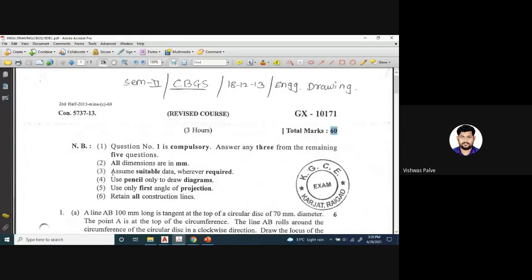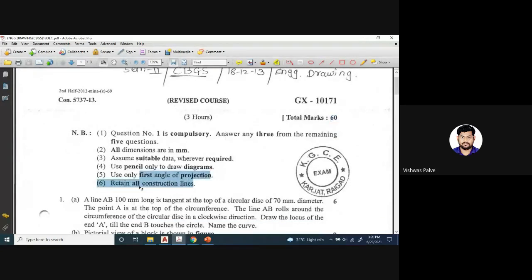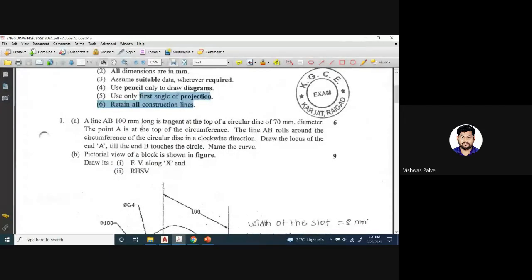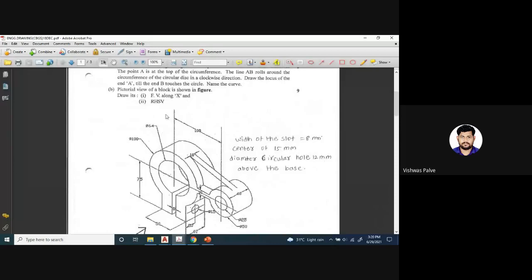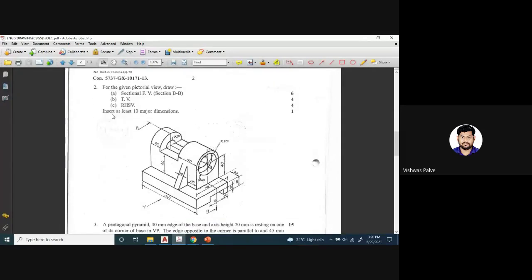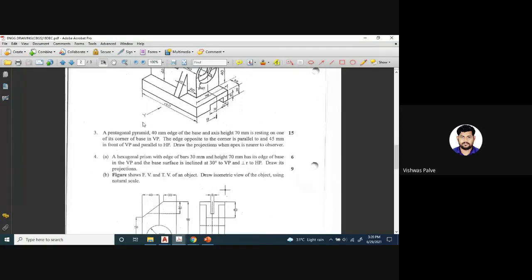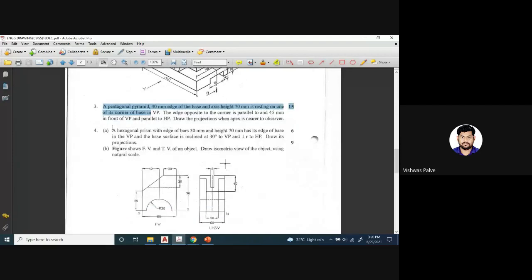All dimensions are in mm. Assume suitable data wherever required, use pencil only to draw the diagram, use only first angle projection method, retain all the construction lines. This is the projection of engineering curves. Then this question is on orthographic projection, 9 marks. This is for sectional orthographic projection, total marks 15. See, sectional front view, top view, right hand side view. Insert at least 10 dimensions. Then pentagonal pyramid, 15 marks, projection of solids. Then this is on hexagonal prism projection.